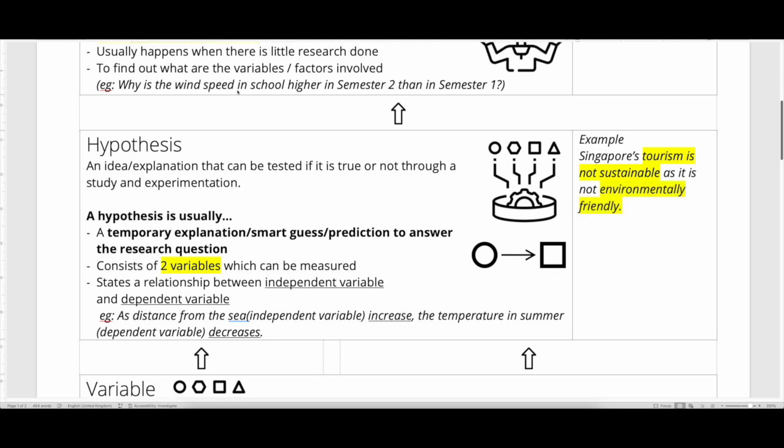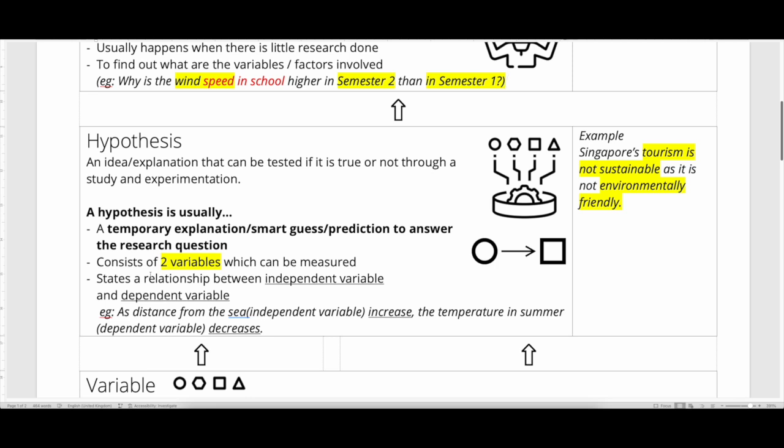So if I were to go back to this example over here on wind speed, wind speed in the school is the variable, and then whether it is semester 2 or semester 1, the time, that is the other variable. For this, I may be saying that the wind speed in school is higher in semester 2 than in semester 1 because of the animals that appear. So animals that appear becomes a variable. Now if you have difficulty crafting hypotheses, you can always take it as a relationship between two variables.